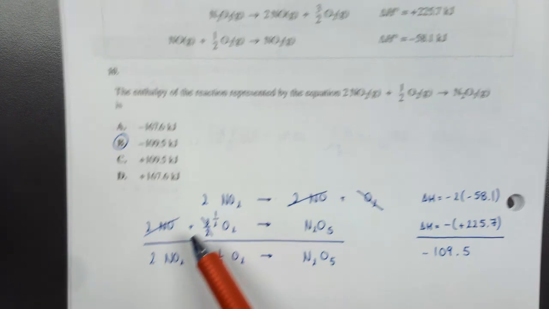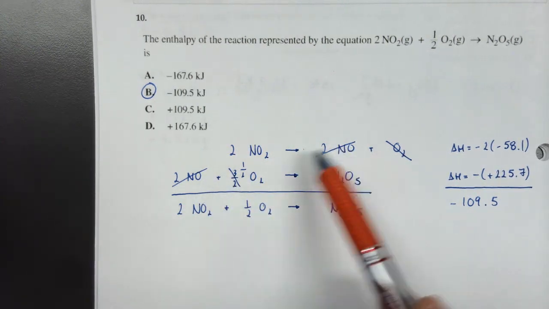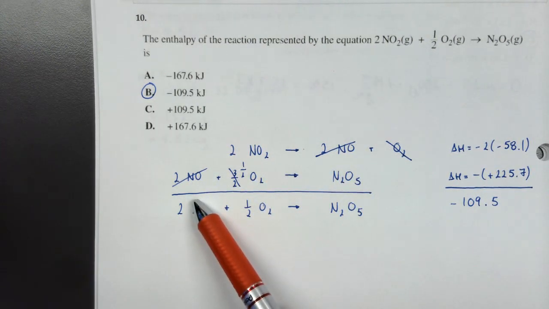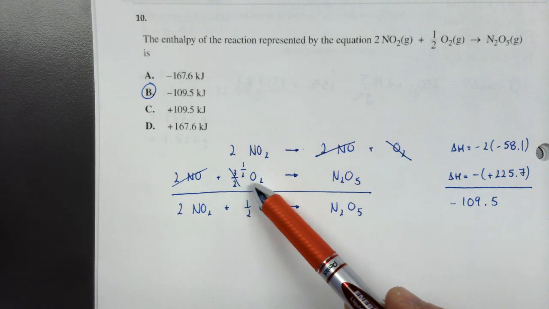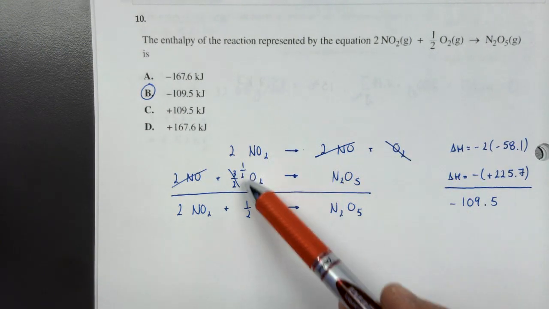I also can look at my canceling here to double check I get the right equation. 2NO, products reactants, opposite, cancel. 3 halves O2 and 2 halves, or 1 O2, cancel to leave me with 1 half O2.